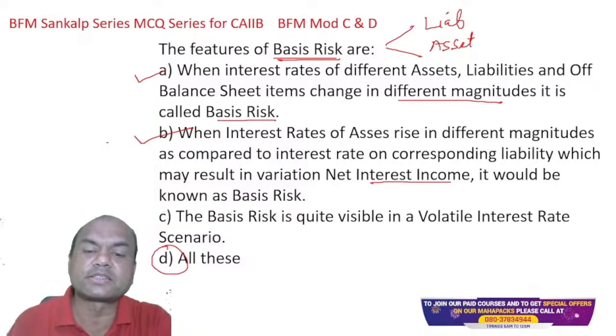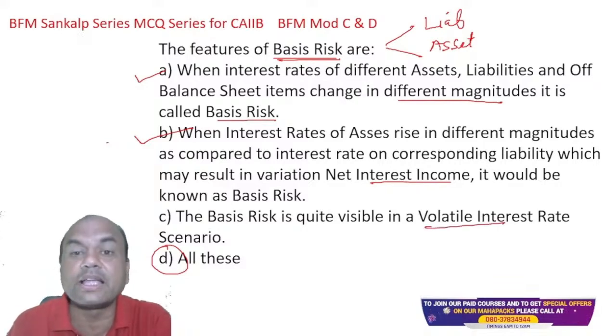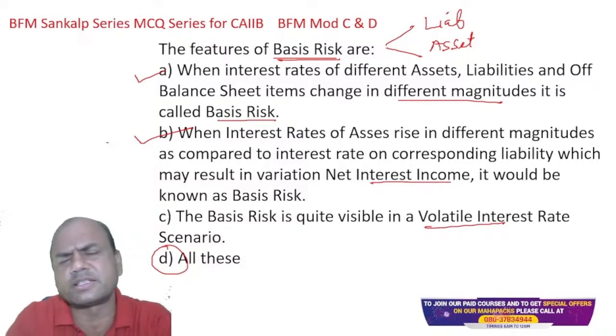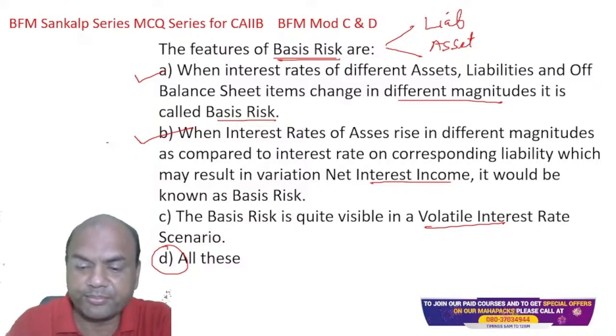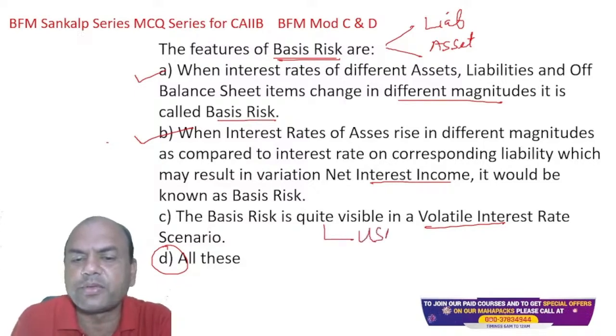So the basis risk is quite visible in volatile interest rate scenario. Obviously, volatile means very high changing interest rates. Right now in the US, the same thing is happening. If you check the USA, they are facing the same crisis now, volatile interest rates.